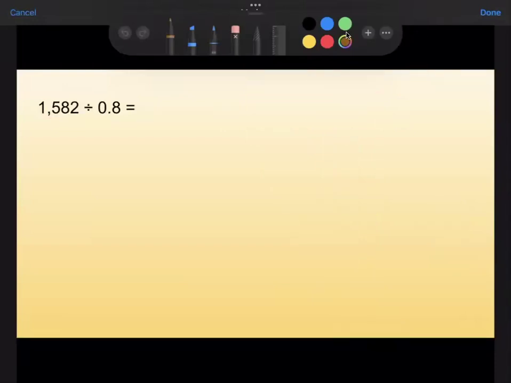Okay, here is our next one. We're going to take 1,582 and divide it by 0.8. So again, that first number goes inside, 1,582 divided by 0.8. Okay, so again, I don't want to divide by a decimal. It's just too difficult. So I want to move that decimal over so that I'm dividing by a whole number of 8 instead of 0.8.